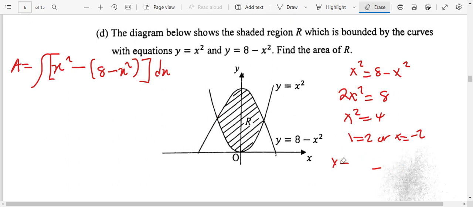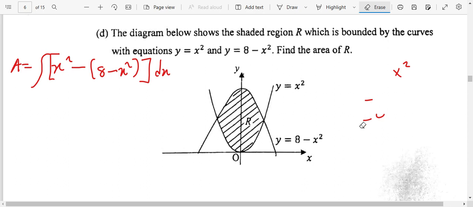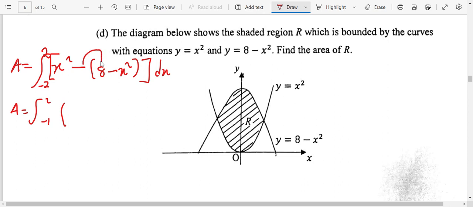Now that we have found the x values, we are only interested in the x values because we are using integration, and we are integrating with respect to x. So the upper limit is positive 2, so I'm going to put it on top here. The lower limit is negative 2, I'm going to put it down there. So this is going to give us area being equal to the integral between 2 and negative 2 of, if I distribute this negative, this will be negative 8, this will be positive x squared. So this is positive x squared plus x squared, that will be 2x squared and then minus 8 dx.